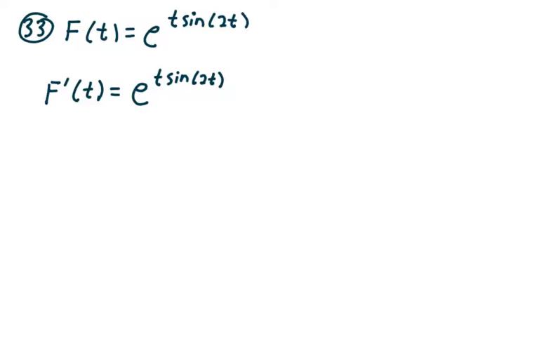So it's the derivative of the outside function evaluated at the inside function, but remember that the inside function is t sine of 2t, which you can let be g of t. But I'm going to multiply by the derivative of t sine of 2t, just like this.